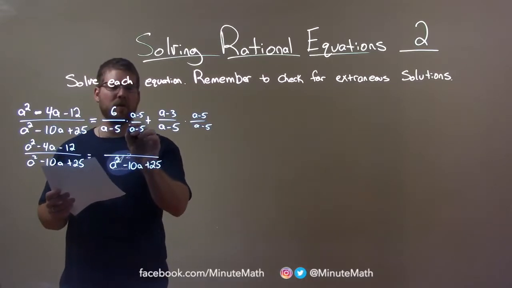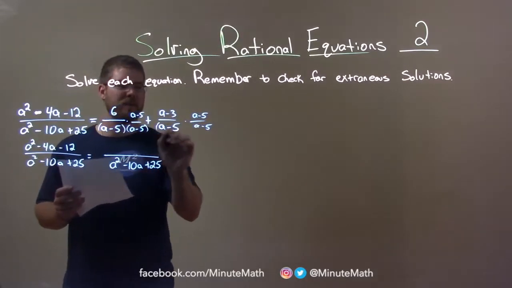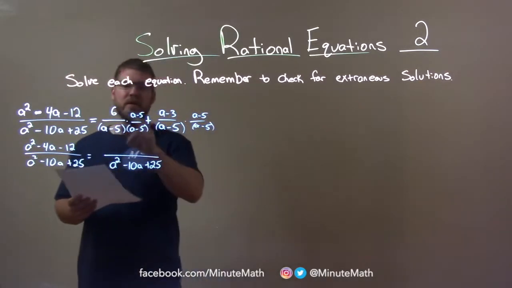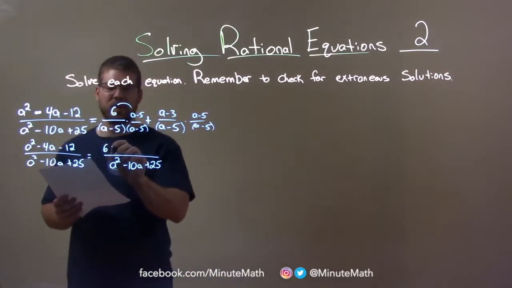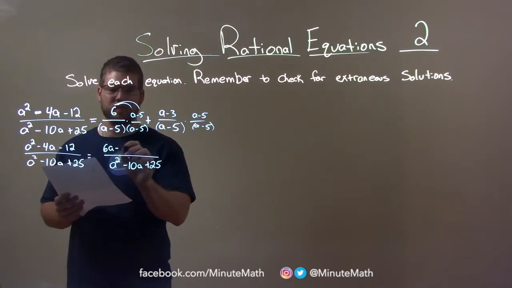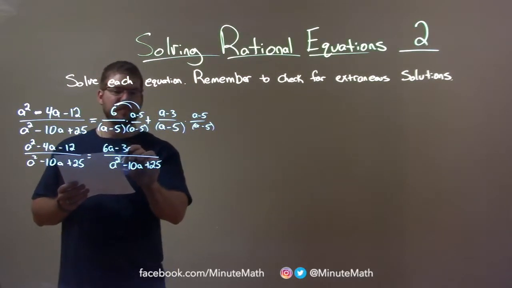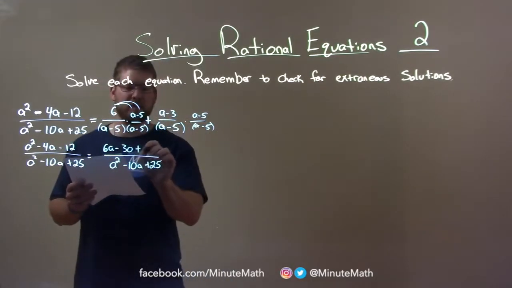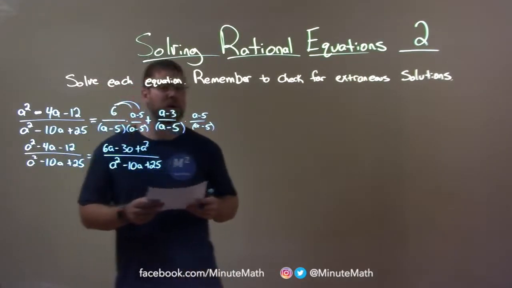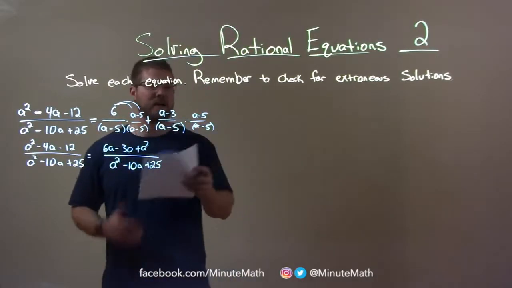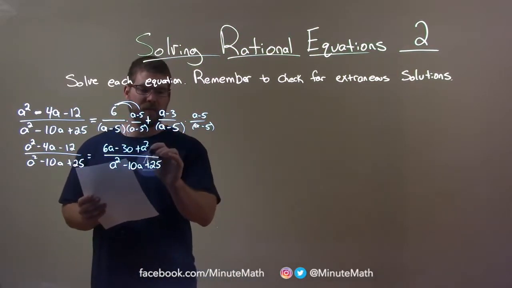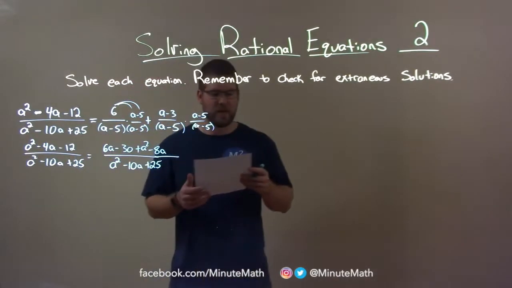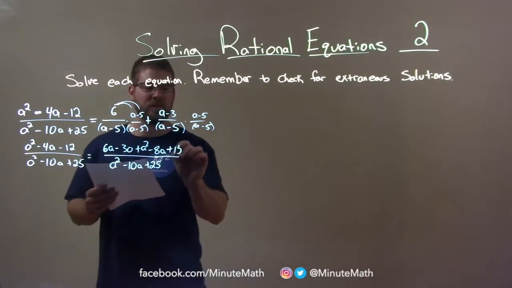When you FOIL that, make sure you do something like this. It's a little easier to see. The numerators, right, 6 times a is 6a, and 6 times minus 5 is minus 30. Same thing here, we can multiply that out. A times a is a squared. A times minus 5 is minus 5a. Minus 3 times a is minus 3a. Together is minus 8a. And then negative 3 times the negative 5 is a positive 15.